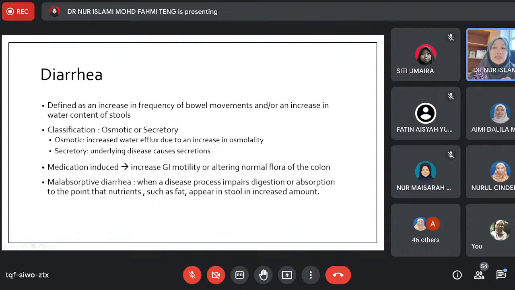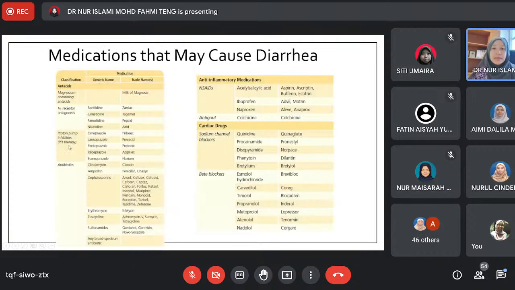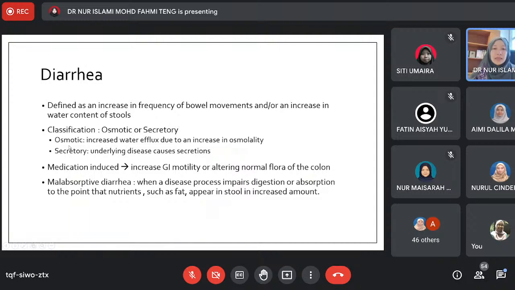So the difference is that the underlying disease is what causes the excessive secretion, not the hyperosmolality. Secretory diarrhea can also be due to infection, protozoa, viruses, and other infections as well. So that is the classification of diarrhea, whether it's osmotic or secretory diarrhea.